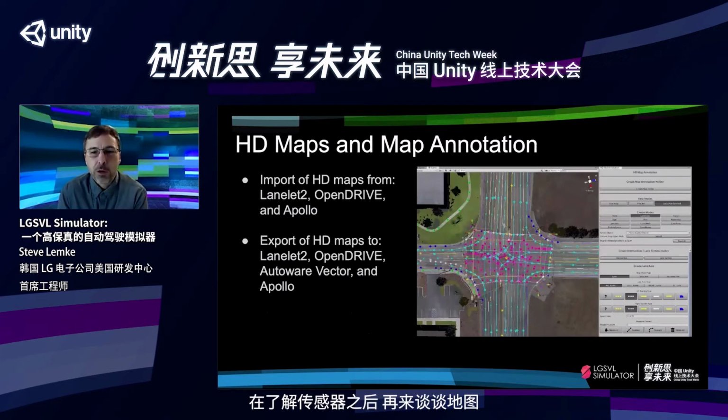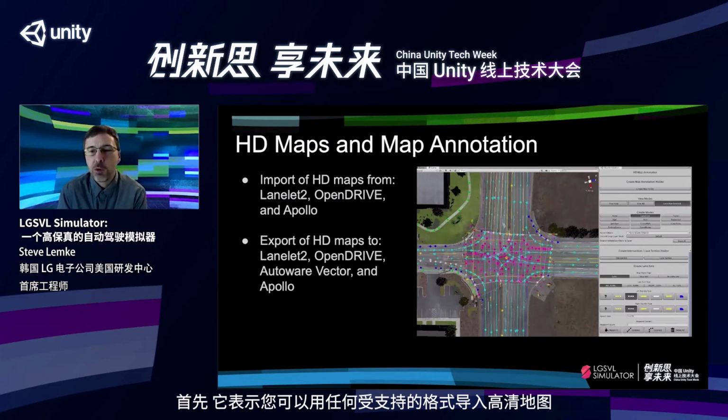Now that you've heard about our sensors, let's talk about maps. We've built a road and map annotation editor into LGSVL Simulator, along with support for importing and exporting HD maps in a variety of formats, including Lanelet 2, OpenDrive, Autoware Vector, and Apollo. What does that mean for you? To start, it means that you can import an HD map in any of the supported formats, but HD maps don't generally contain enough information to render a 3D visual environment suitable for simulation.